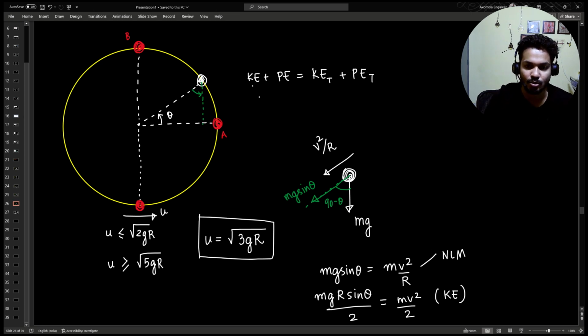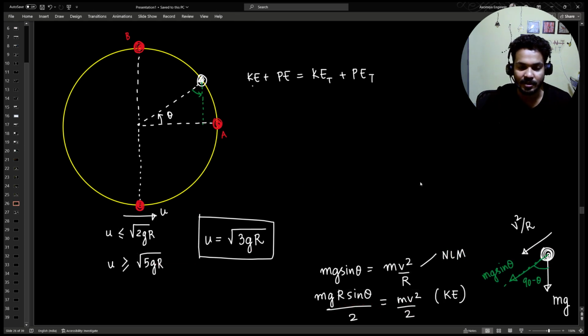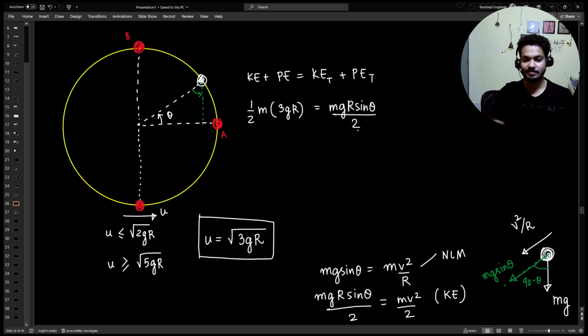Well, plug in the values. Okay, so I'm going to push this here. I'm going to plug in the values of kinetic energy at the bottommost location, which is how much? Half into m into 3gr. What is the potential energy at the bottommost point? It is 0. What is the kinetic energy at the topmost point? Well, mgr sine theta by 2.